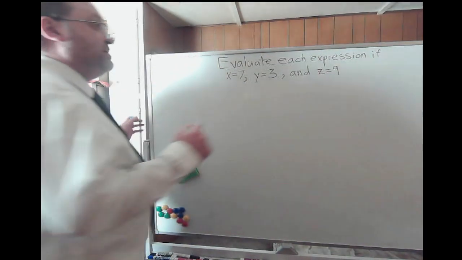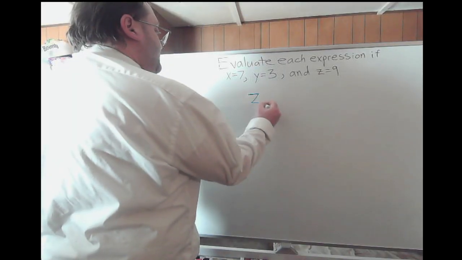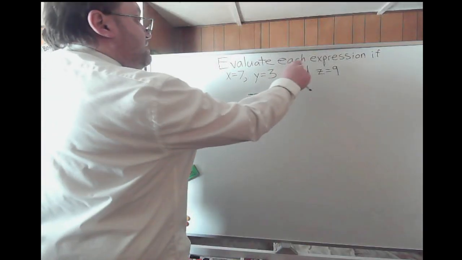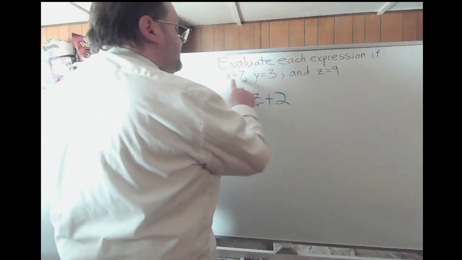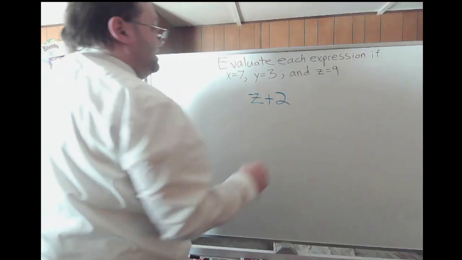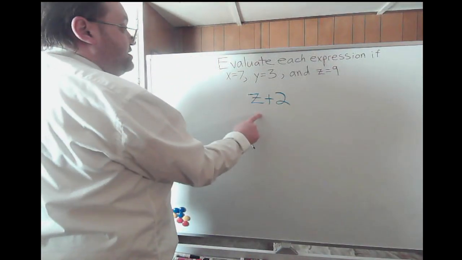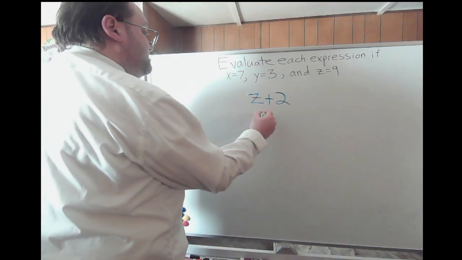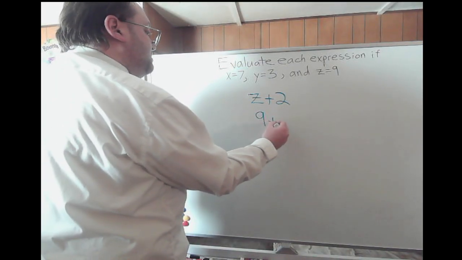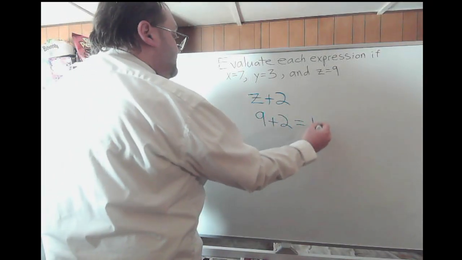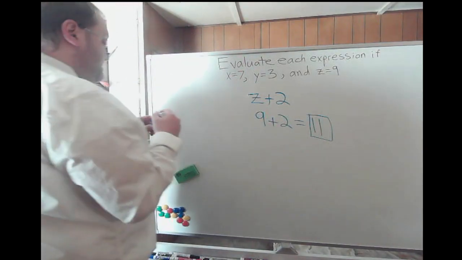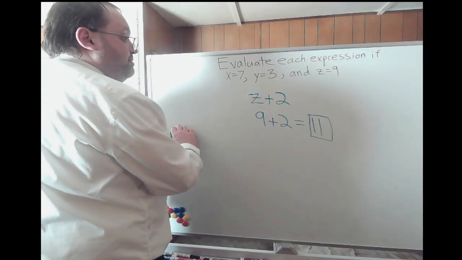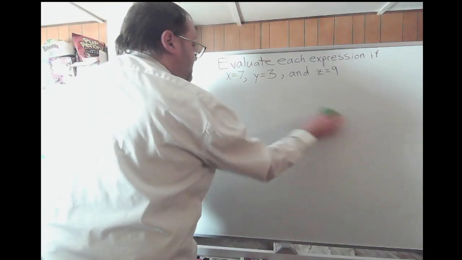We're going to evaluate the expression z plus 2. Evaluate each expression if x equals 7, y equals 3, and z equals 9. Well, you have no x, you have no y, but you have a z. So all you would have to do is stick in the 9 for z, wherever you see the z. You would get 9 plus 2. The answer would be 11. So basically these type of variable equations are just plug and play. That's really all it would come down to, is plug and play. Pretty simple, huh?